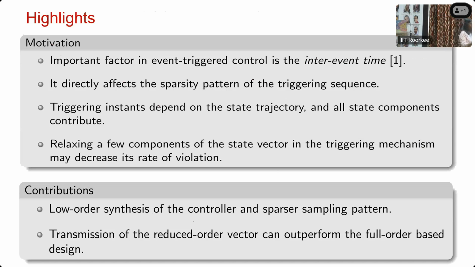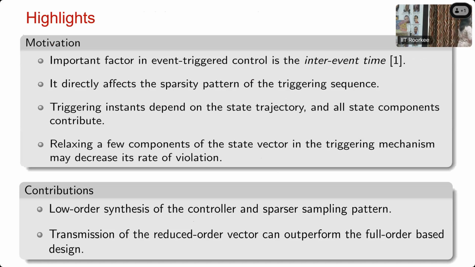So you can think that suppose the order of the original system is N, and the order of the reduced system is R, where R is less than N, then we are transmitting a state of lesser order. That takes less communication channel bandwidth, right? So from the transmission point of view also, this reduced order vector based triggering rule can outperform the full order based technique.